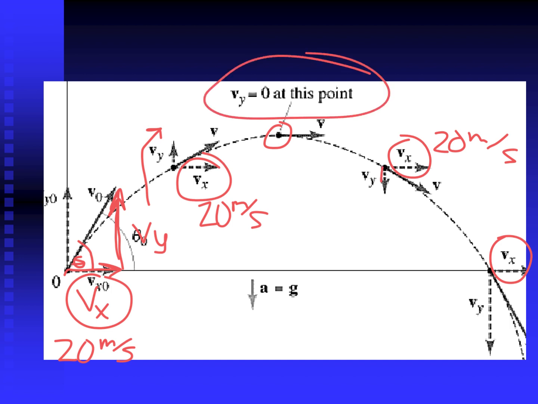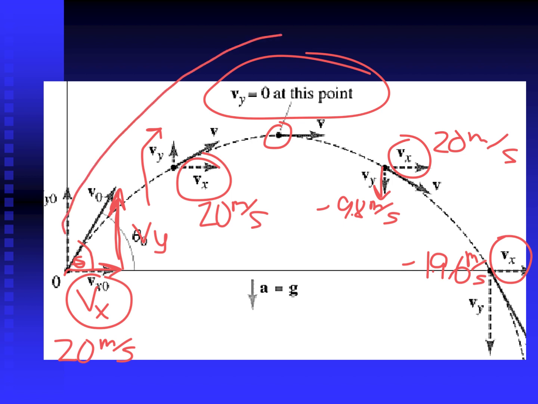And then every second, it gets 9.8 meters per second faster downward for each second. So this next second would be another 9.8 meters per second, so about negative 19.6 meters per second. So as we go up, we slow down, we stop, and then we speed back up again. Things we've always noticed in everyday life, but now we can put math behind it and an explanation behind it.